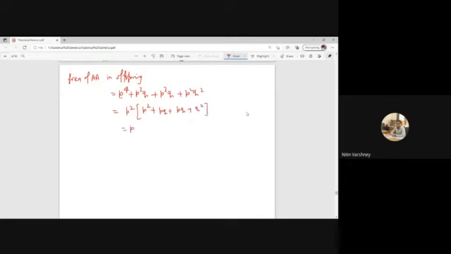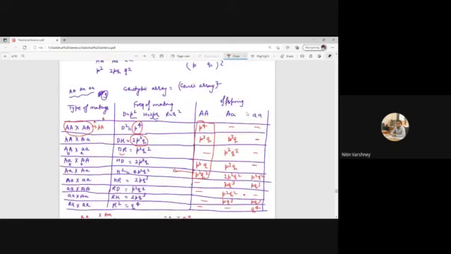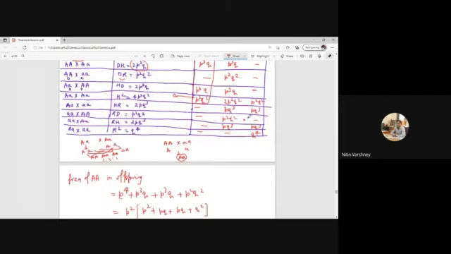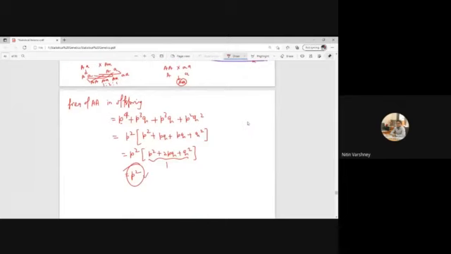So this is P square times (P square plus 2PQ plus Q square). Now see what this is? This is 1. So we are remaining with P square. So we can say that in the initial generation we started with P square, and in the next generation we are also getting P square. So we can say that gene and genotypic frequencies remain constant from generation to generation.